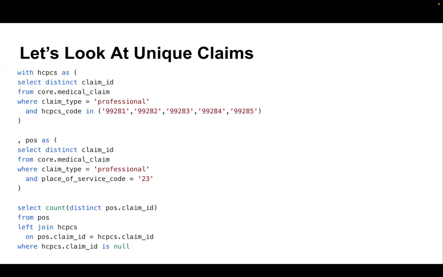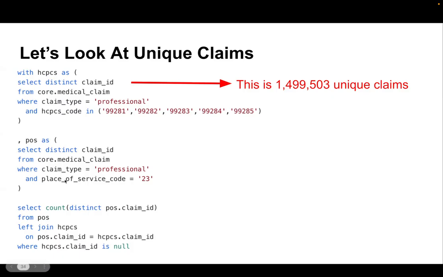In this query, we say, give us all the unique claim IDs. So now we're not looking at lines, we're looking at whole claims. Give us all the claims that have at least one line with 9928X. It turns out in the data set, that's just under 1.5 million unique claims. And then in the next query, give us all the unique claims that have at least one line where place of service code is equal to 23. And that turns out to be a lot more.